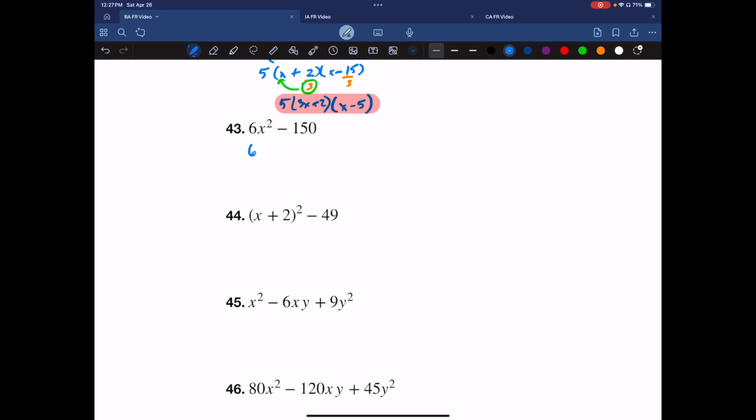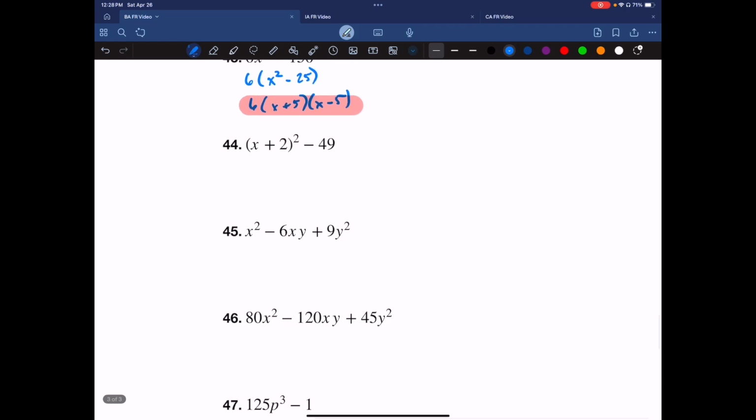On 43, I'm going to take out the 6, because it's not a perfect square. And this is going to give me x squared minus 25. Now the inside is a difference of 2 squares, so you got to factor. So this is going to be x plus 5, x minus 5. All right. So there's that.